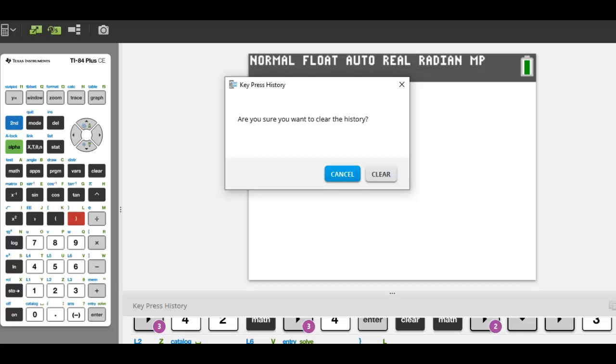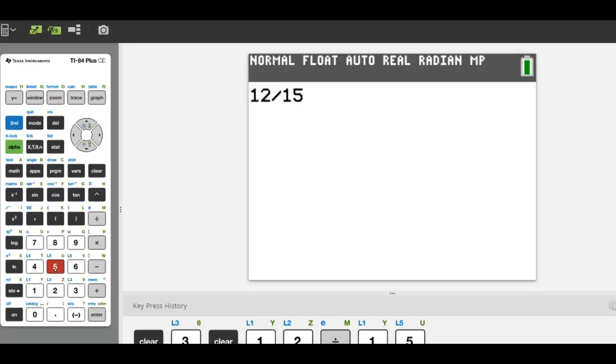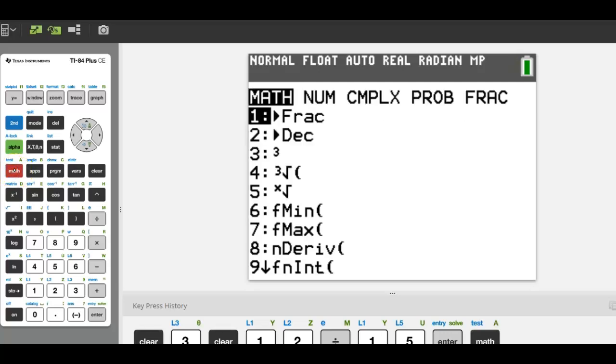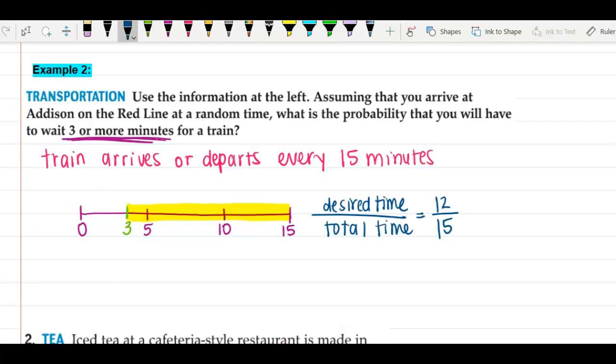Okay, we can type in, clear that. So we could do 12 divided by 15, just like our fraction says, and hit enter. If we wanted this as a simplified fraction, we could hit the math button, which is right under alpha, where we went yesterday, or in the previous video, for permutations and combinations. And then we're going to hit enter twice. So that was math and then enter twice. So this is really the simplified fraction of 4/5.